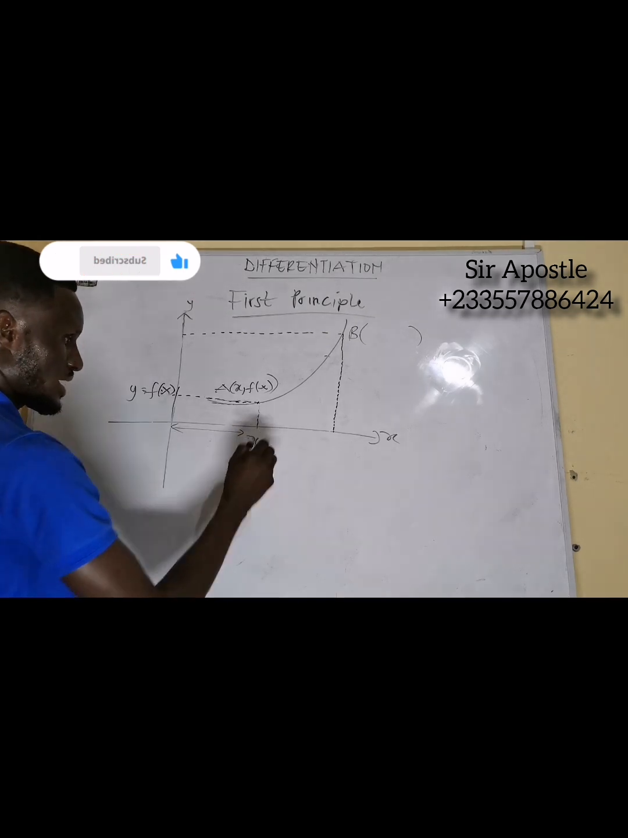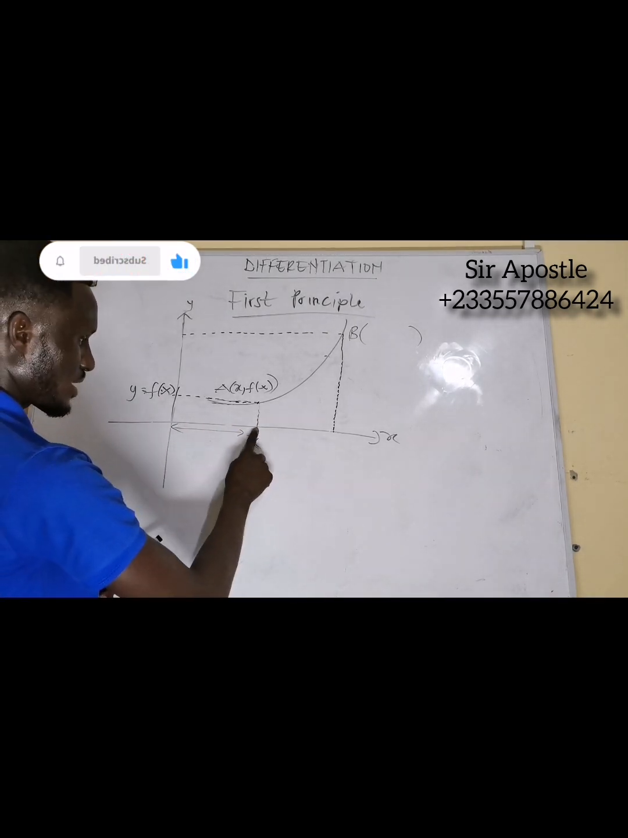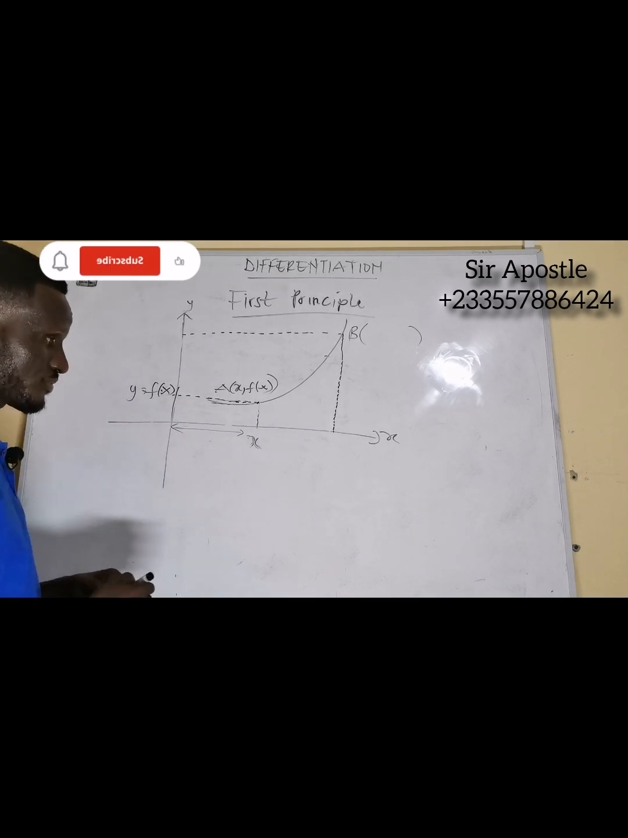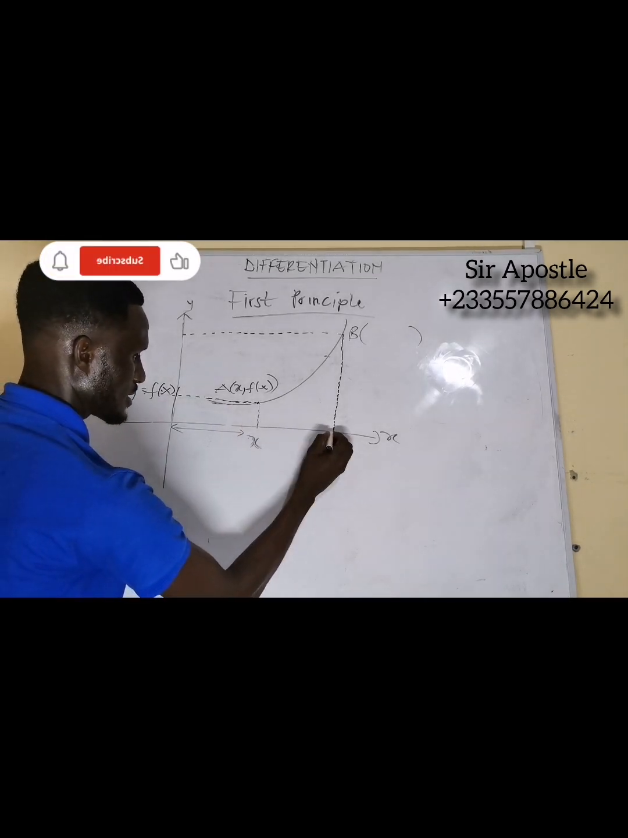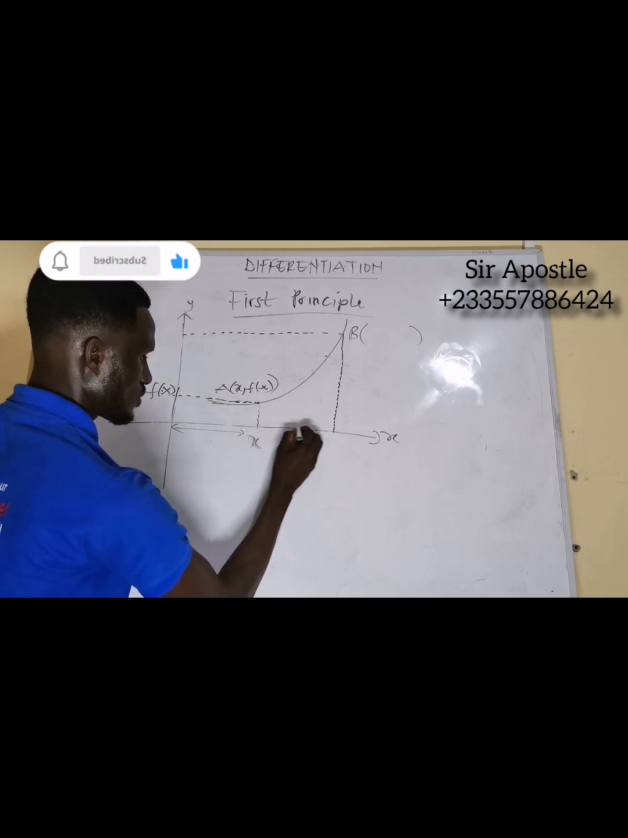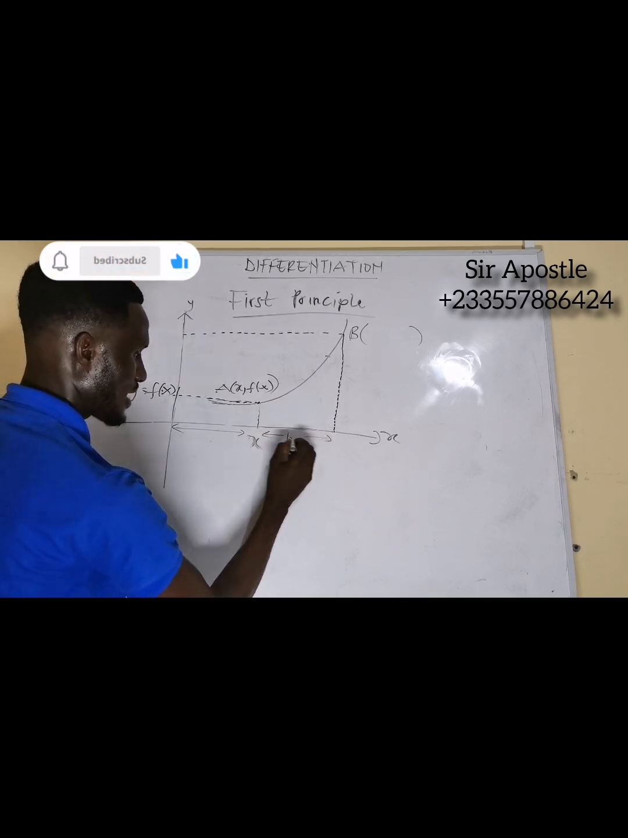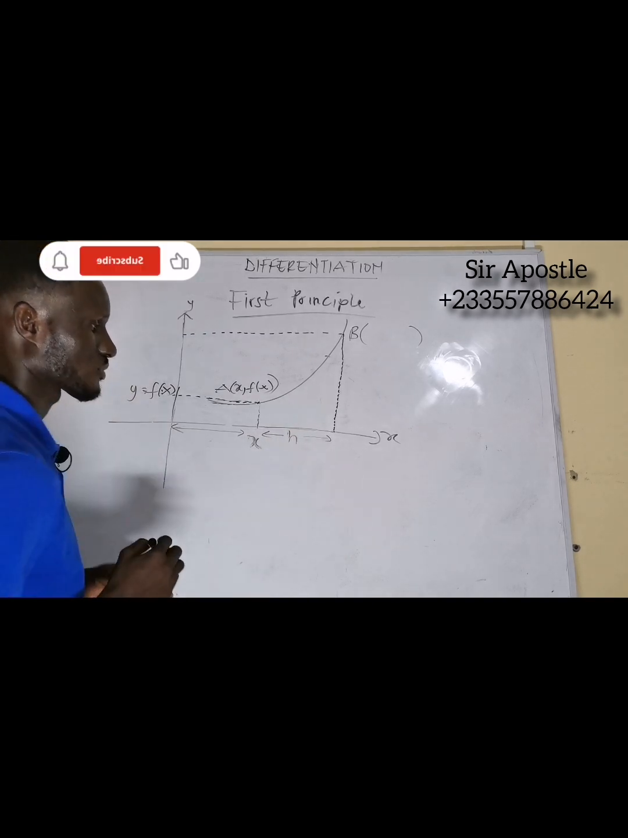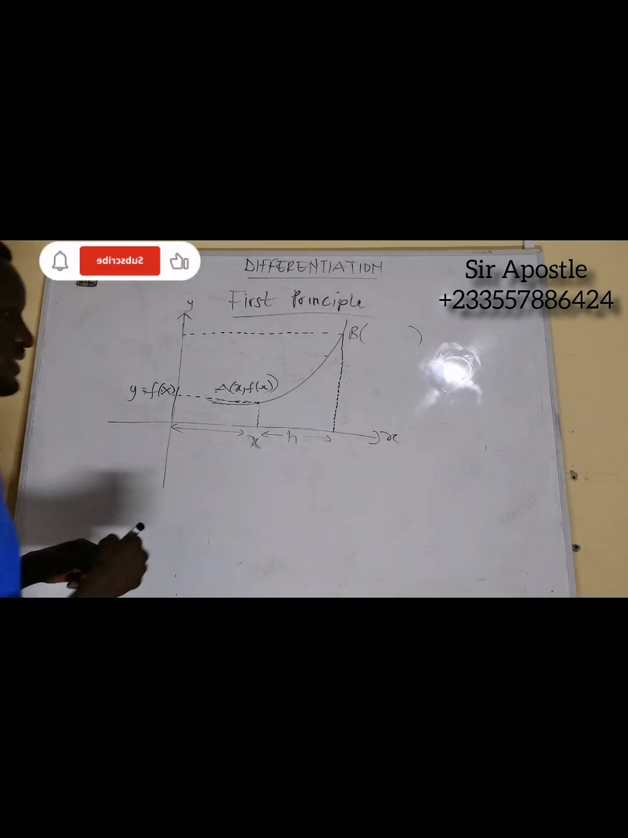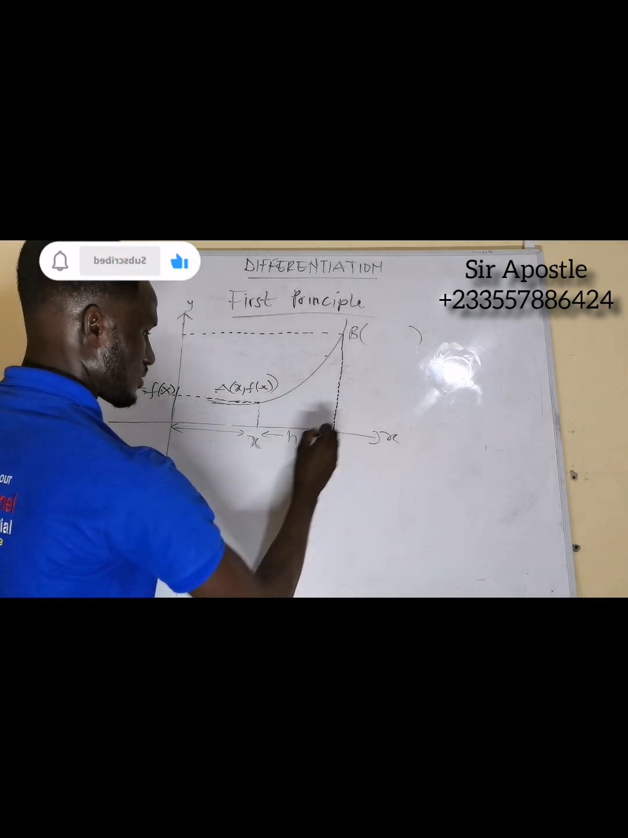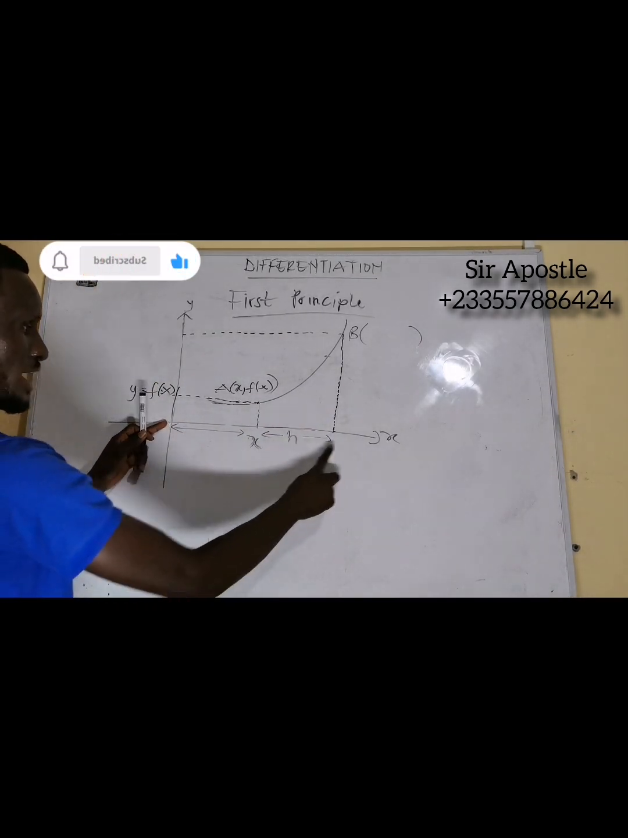Now, this part is x. What will be here? Before I can get here, here's supposed to be from here up to here, right? Yes. Now, let me label the distance from here to here as h. Then what will be this particular point?